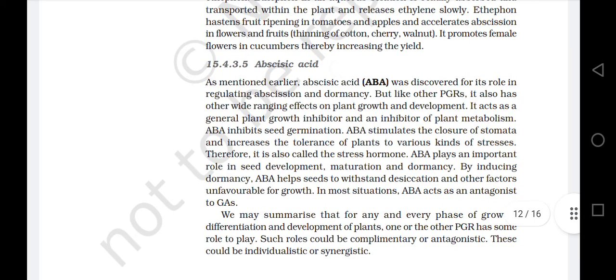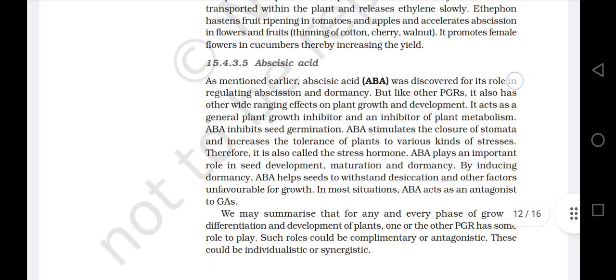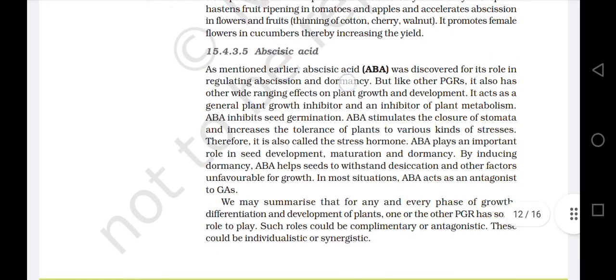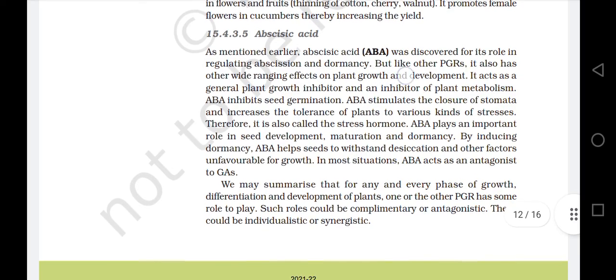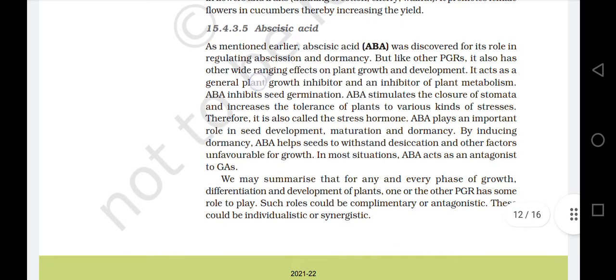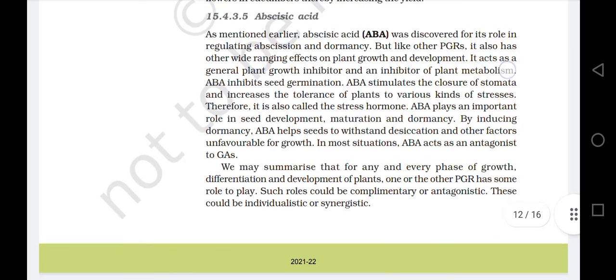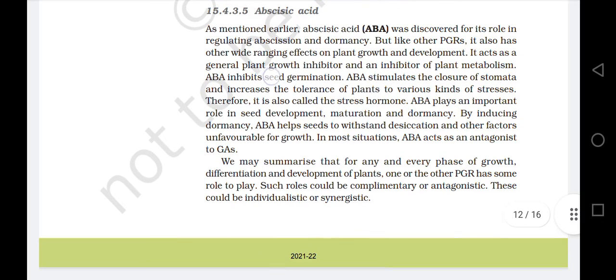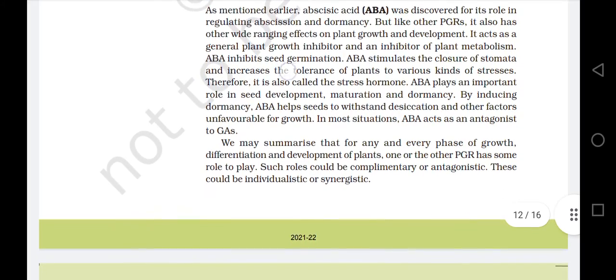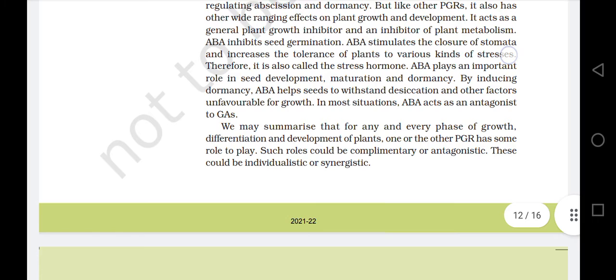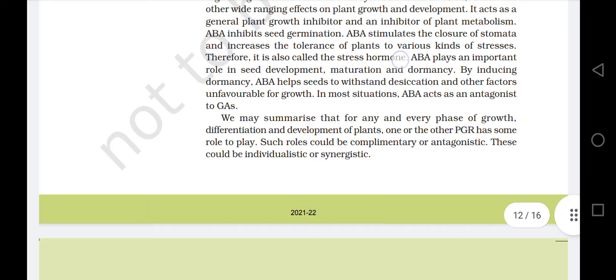15.4.3.5 Abscisic acid. As mentioned earlier, abscisic acid, ABA, was discovered for its role in regulating abscission and dormancy. But like other PGRs, it also has other wide-ranging effects on plant growth and development. It acts as a general plant growth inhibitor and an inhibitor of plant metabolism. ABA inhibits seed germination. ABA stimulates the closure of stomata and increases the tolerance of plants to various kinds of stresses. Therefore, it is also called the stress hormone.